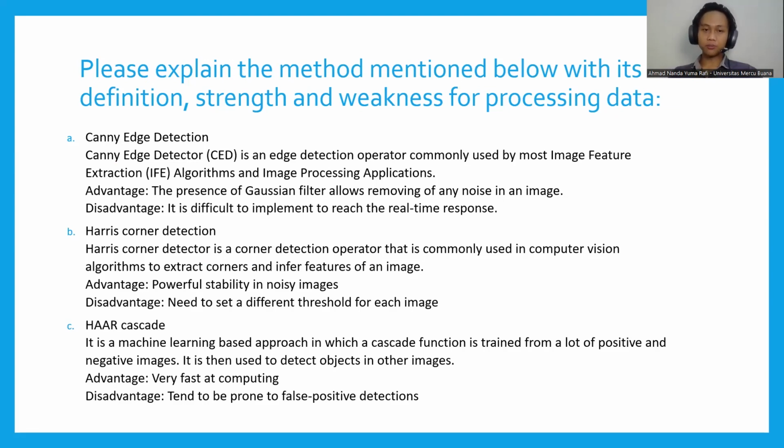It is a machine learning based approach in which a cascade function is trained from a lot of positive and negative images. It is then used to detect objects in other images. And the advantage is that it is very fast at computing, and the disadvantage is that it tends to be prone to false positive detections.